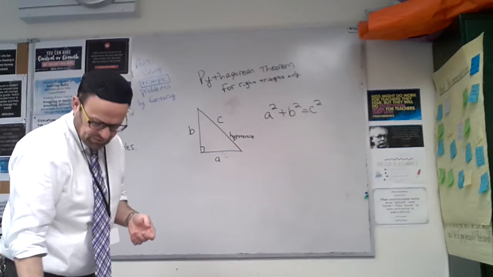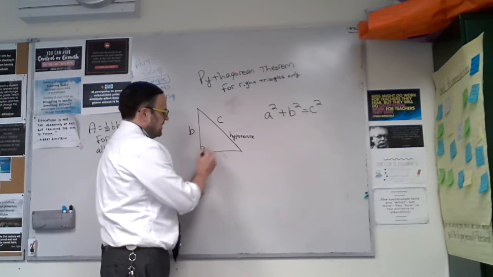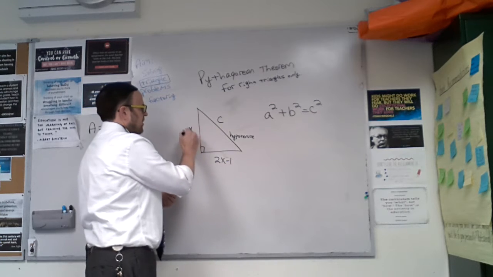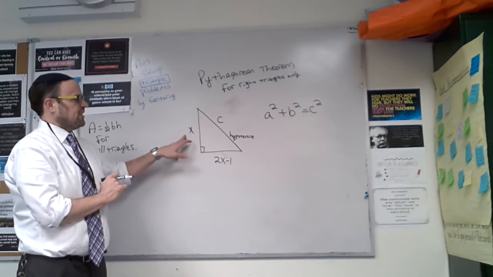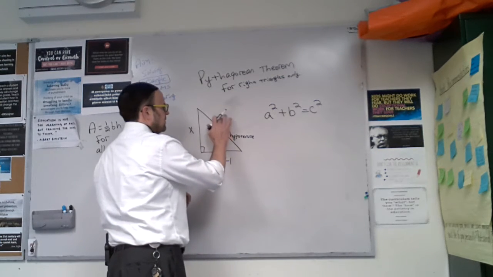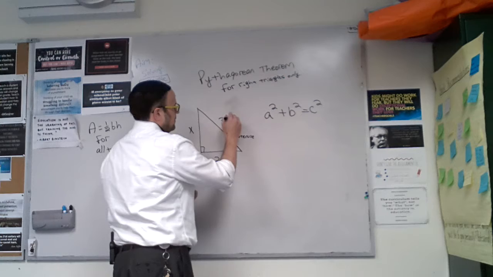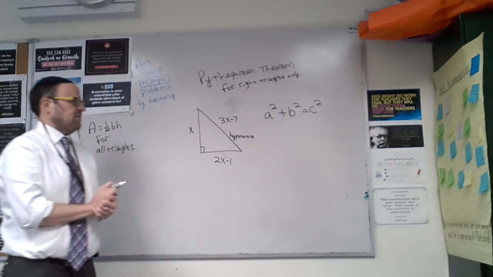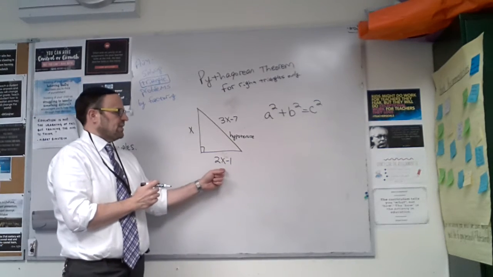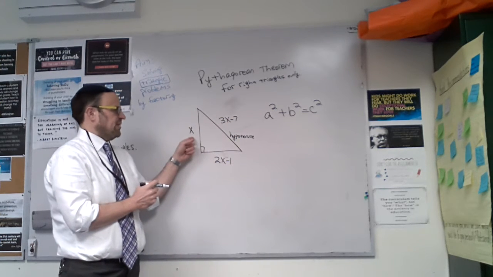So let's say I told you that this side, start with the x. Let's say I told you this side was x, and this side was 2x minus 1. And I told you that this was 3x minus 7. Right? I could tell you in words. I could tell you that this side is 1 less than twice this one. I could tell you this one is 7 less than 3 times this one.